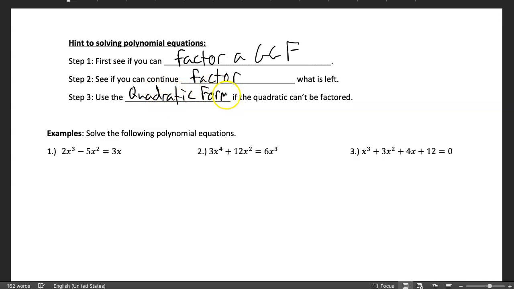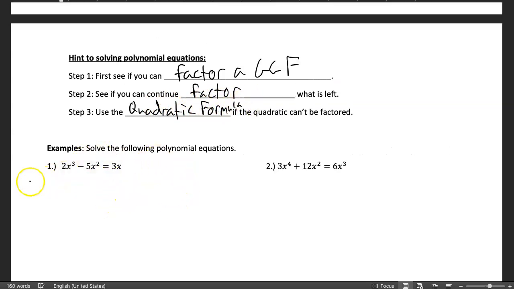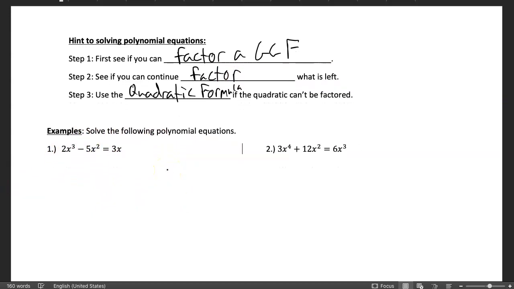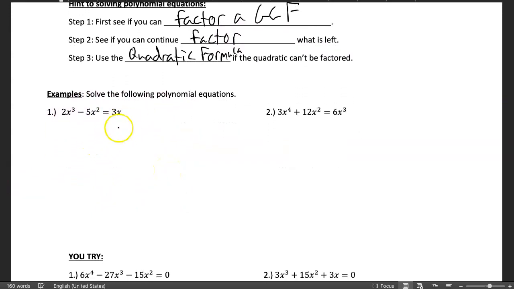But this is if the quadratic can't be factored. Now let's go ahead and do a couple of practice problems here. First thing we've got to do for this first problem is make one side equal to 0. So we need to bring the 3x over to the other side. And step 1 is going to be factor out a greatest common factor.